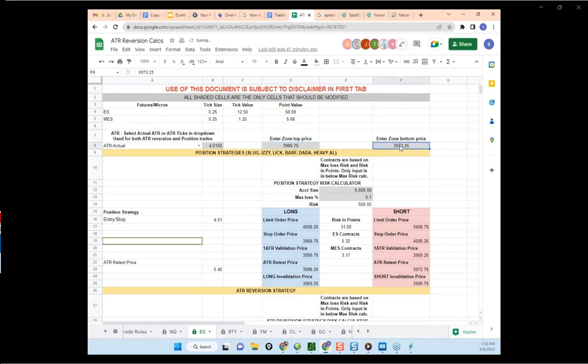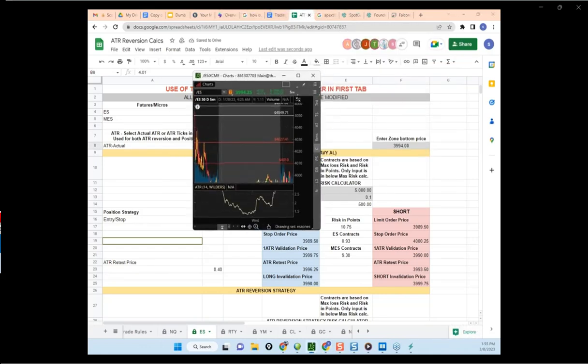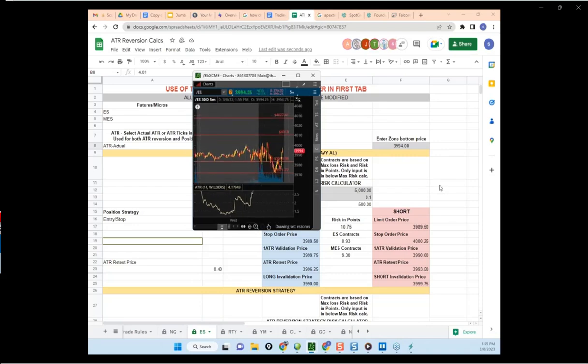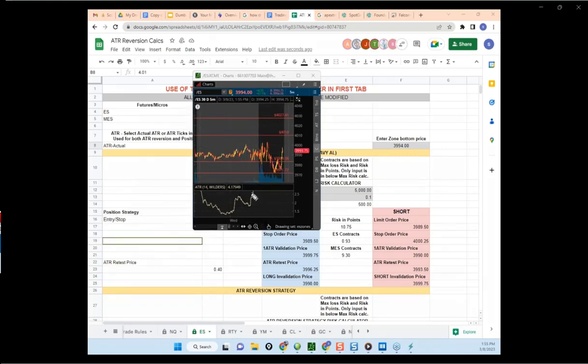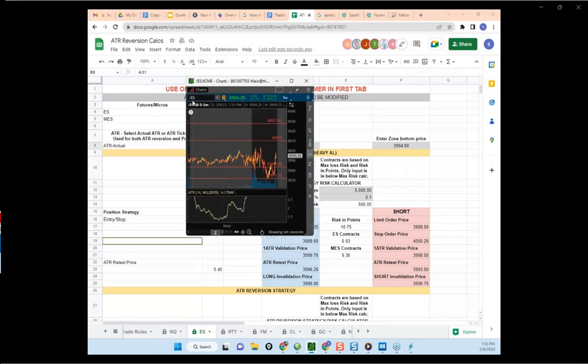3995.75, 3994. That's the zone. Now I look at my ATR. I'm using a 14 period. This is just a default Thinkorswim 5-minute chart, a 14 period Wilders on Thinkorswim. 4.17. That's just saying this market is rotating on average 4 points every 5 minutes.